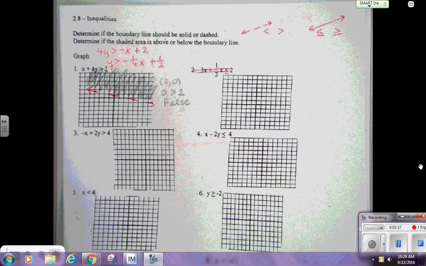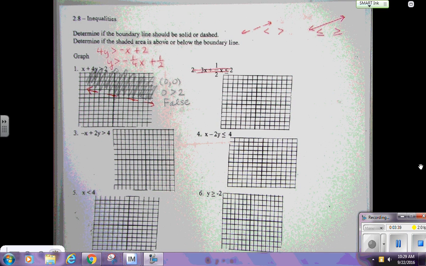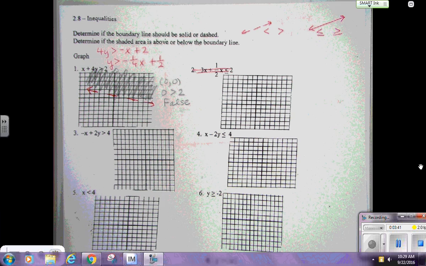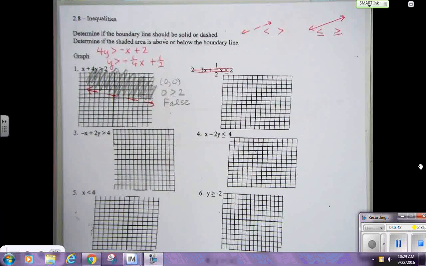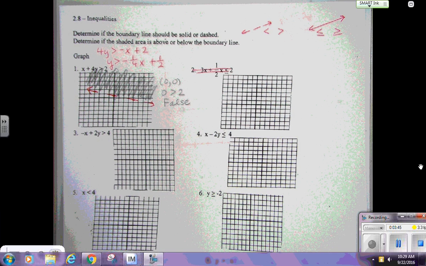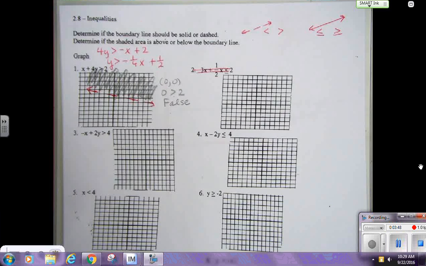Just graph and shade. Yeah, I remember doing this last year. So like, it's greater than, it's always going to be on top. Okay, so let's do another one. Let's look at number 4. You guys go ahead and work number 4, and I'll do it up here.